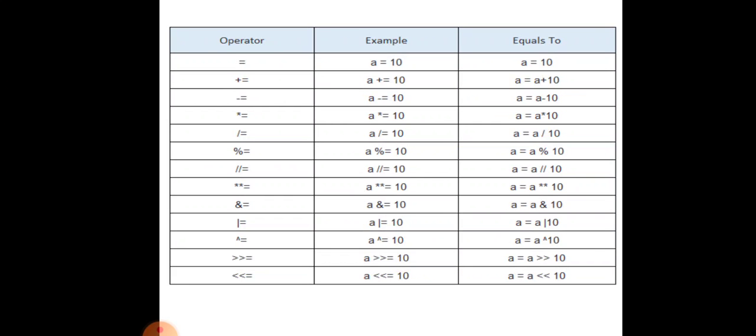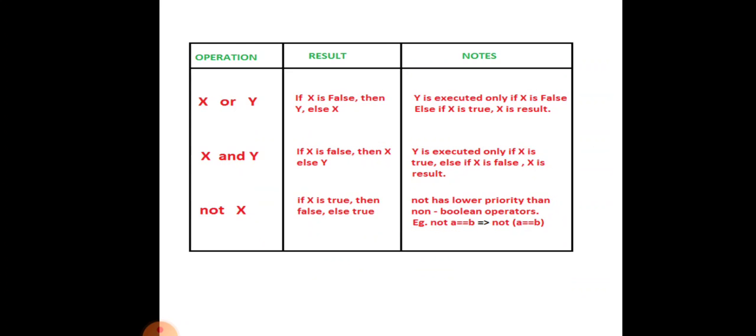Then we have assignment operators. In assignment operators, we have equals to, then plus equals to, which is also known as a shorthand method. It means a equals a plus 10; if we write the expression a plus equals 10, then it means a equals a plus 10. In the same way, we have minus equals, multiply equals, division equals, etc. So these are the assignment operators.